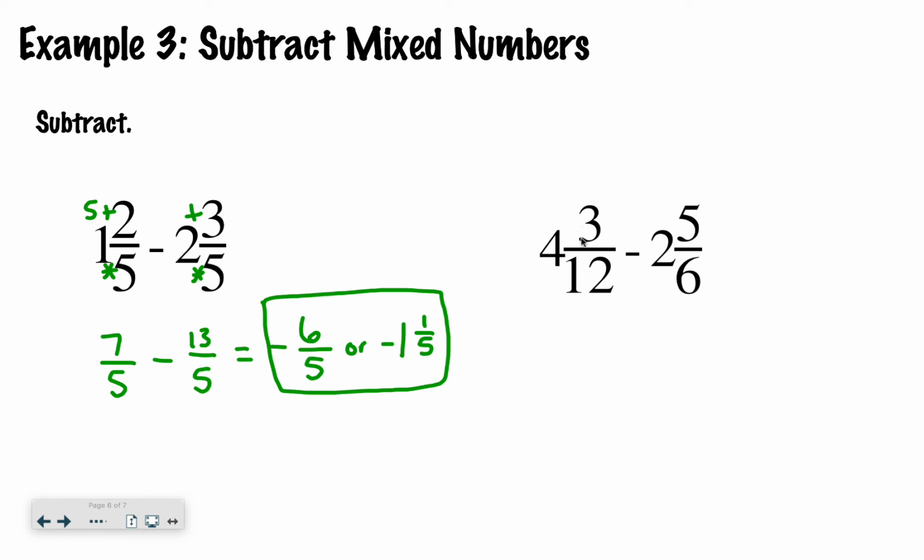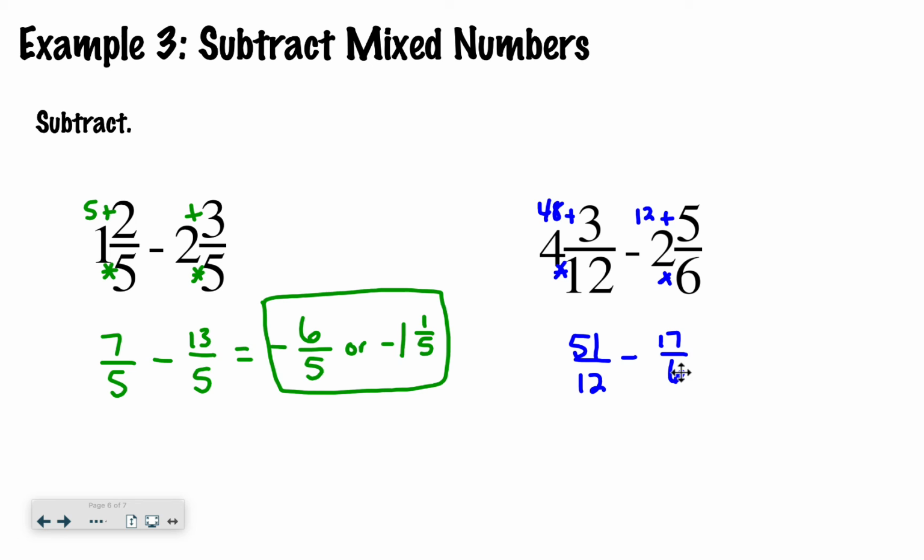Now, what if we do a problem where we don't have the same denominator? This is the first time we're seeing something like this. I'm still going to do the same thing where I'm going to convert it to an improper fraction. So I'm going to say 12 times 4, which is 48. And 48 plus 3 is 51. And then over here, I'm going to say minus 6 times 2 is 12. Plus 5 is 17.